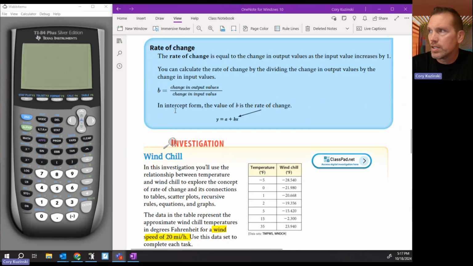Okay, so rate of change. Here's the basic. Change in output values over change in input values. It is the B value in this intercept form. It's the thing being multiplied by the independent variable. Again, we talked about it in class. You can call it M, you can call it A, you can call it B. It really doesn't matter. Whatever's being multiplied by X is our constant rate of change. It's X, how many times we hit enter on a recursive rule. It's how many times we increase by that rate of change.